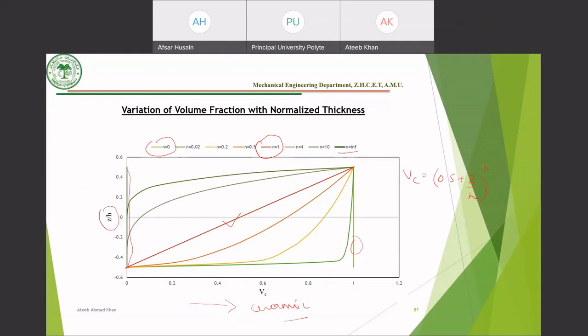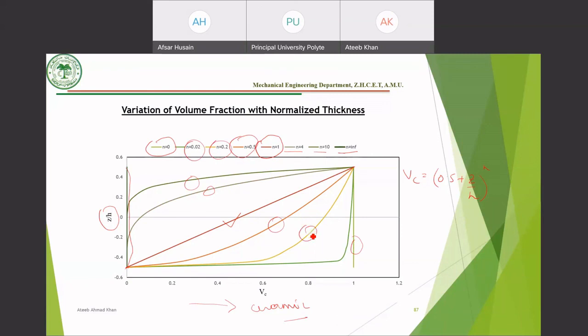Now, you can see the other cases where n is greater than 1. The plate is basically metal rich. Whenever n is greater than 1, the plate is metal rich, or the volume fraction of the metal part is greater than the volume fraction of the ceramic. On the other hand, if n is less than 1, the plate is always ceramic rich.